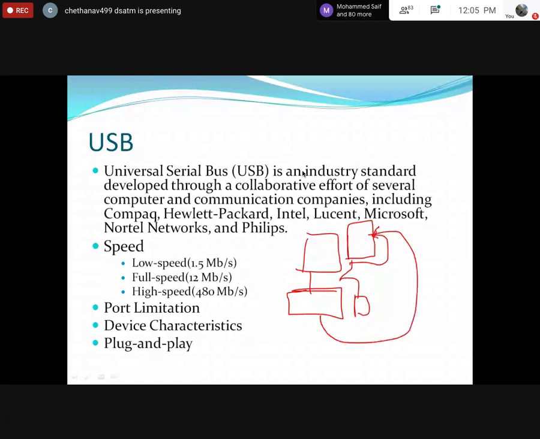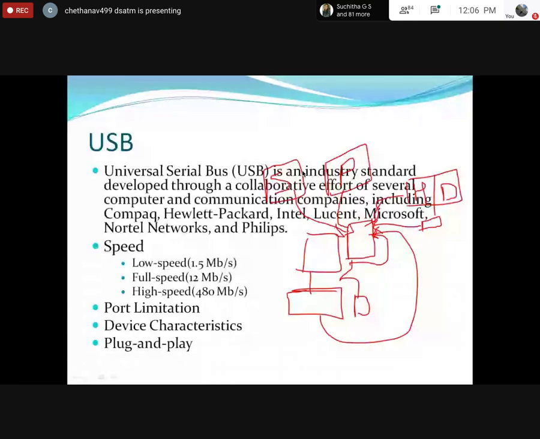Then pen drive. Then what else? I'll take some external hard disk. See, hard disk, external hard disk. Everything. And even I want to connect one printer also. One printer is here. This also I'll connect. And even I have one printer scanner. I'll take some scanner. Some SD card is there. That also I want to connect.